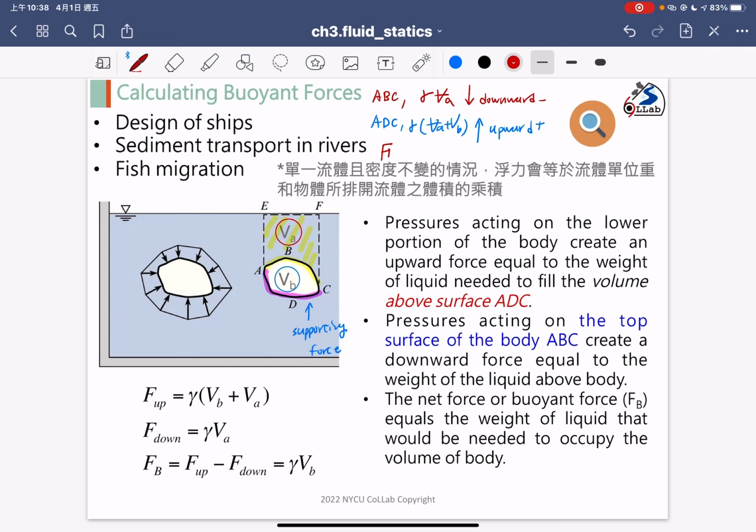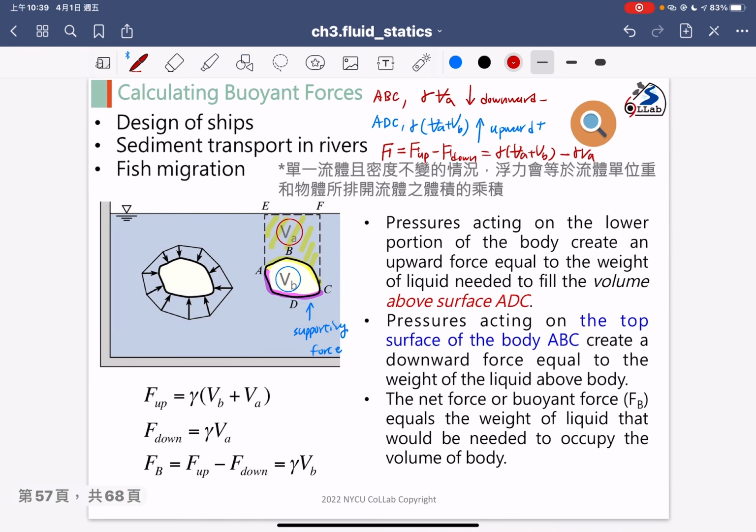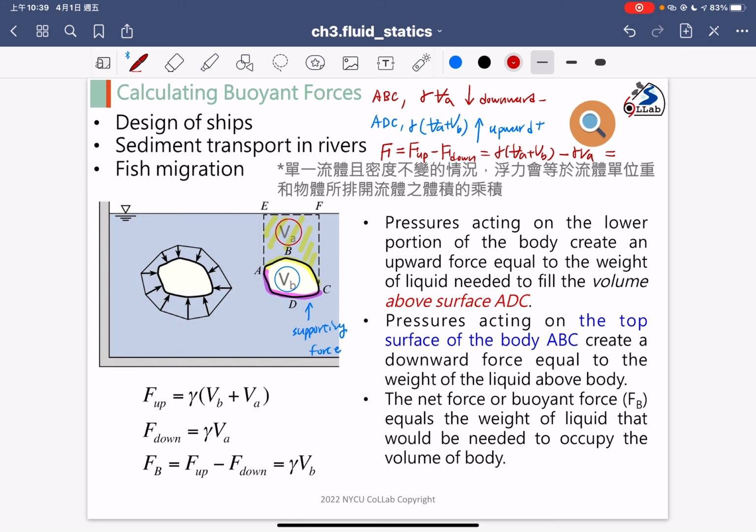The final F is equal to the F up minus the F down. So the F up is gamma VA plus VB, minus the F down, which is gamma VA, right? So finally, the only force you have is gamma VB. We call that force, equal to gamma VB, the buoyancy force.